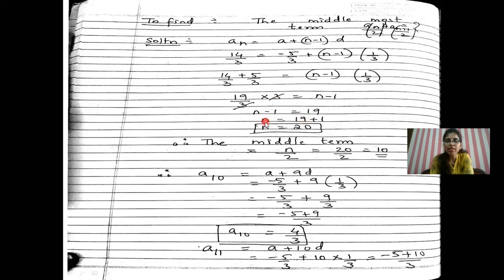So when we want to find the value of n, we will take this minus 1 to the other side and it becomes plus 1. So 19 plus 1 is equal to 20, and that is how we get the value of n as 20. Now as you know, when we want to find the middlemost term, and whenever it is an even number, you have to divide by 2. So n upon 2 is equal to 20 upon 2, that is equal to 10.